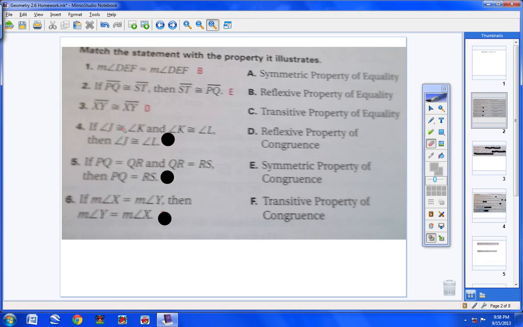If JK is congruent to K and K is congruent to L, then J is congruent to L. Now that's going to be the transitive property. Now would it be transitive of equality or transitive of congruence? Well, ask yourself, do we have congruent symbols here or equality symbols? We have congruent symbols, so we're dealing with the transitive property of congruence, which is letter F.